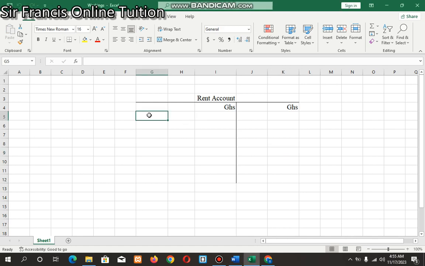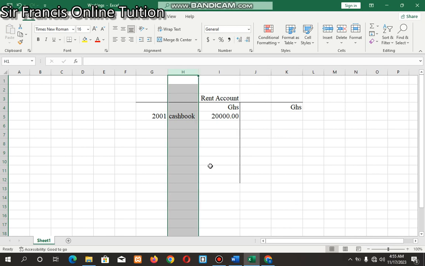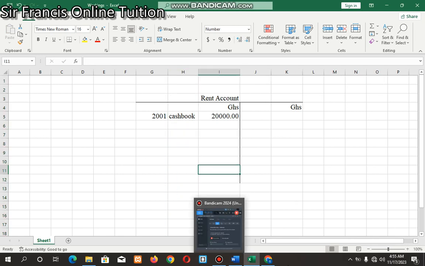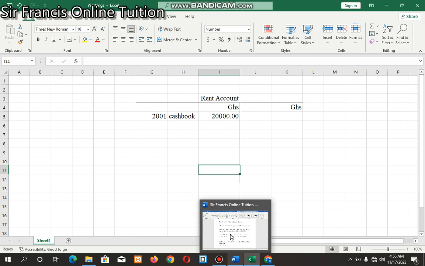So you have the year or the date in which the transaction took place, 2001. Then the name of the account, the other account that the transaction affected, is our cash book. The amount is 20,000. Don't forget that. So we are done with the first transaction, or the first entry. Let's go back to the other one.